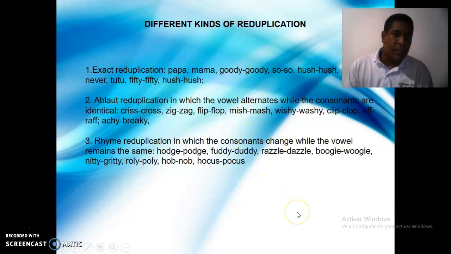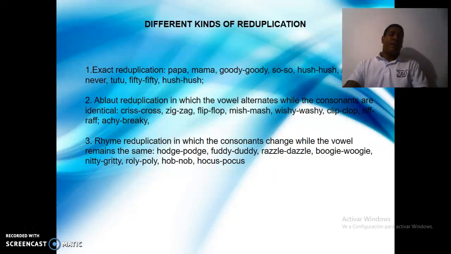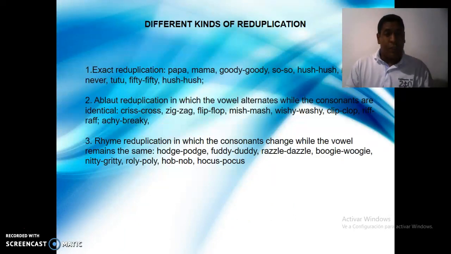Examples: crisscross, zigzag, flip-flop, mish-mash, wish-wash. And finally we have rhyme reduplication. Here it is the opposite of the second one. I mean, here the consonants change while the vowel remains the same. Examples: hodge-podge, woody-doody, rustle-tussle, boogie-woogie, meaty-witty.